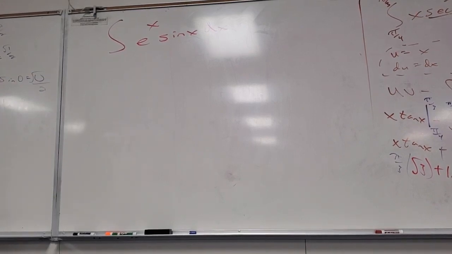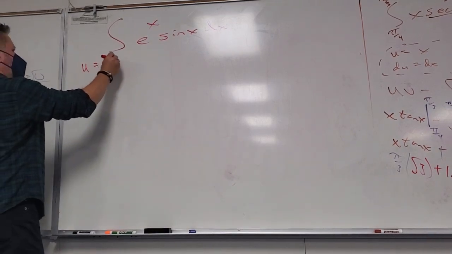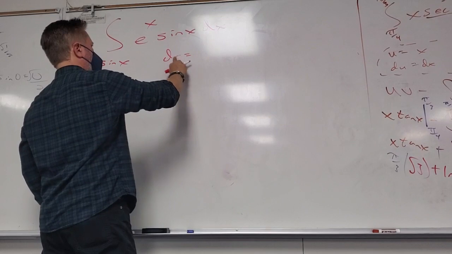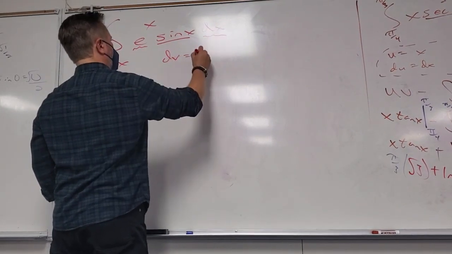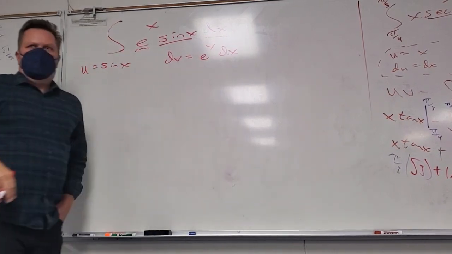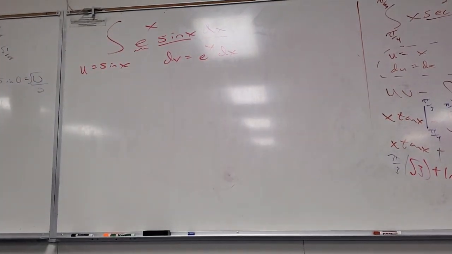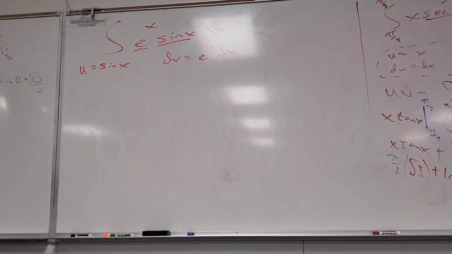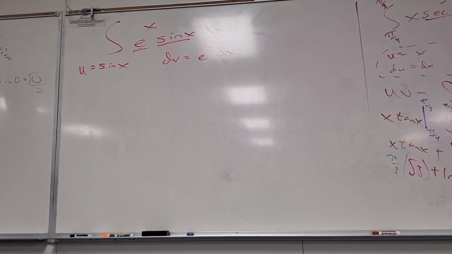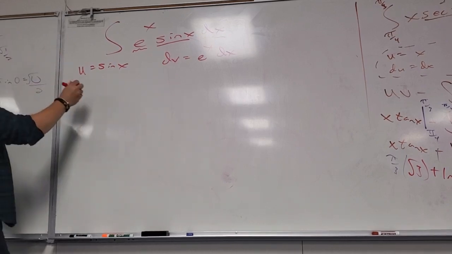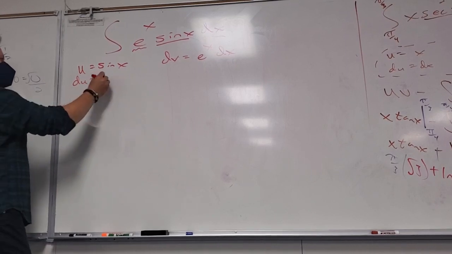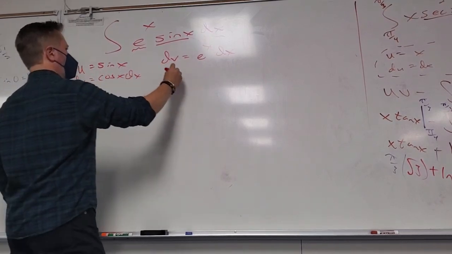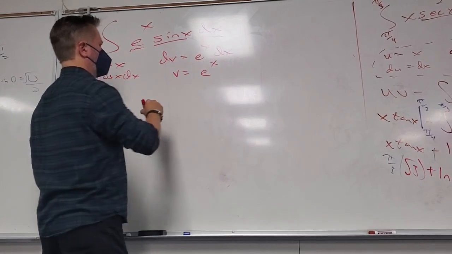So you guys tell me which way you want to do this. What do you want to let u equal? Sine x. Okay, so u equals sine x. So then dv equals, so u is this, dv's got to be the rest of it. This is going to seem really strange. Okay, here we go. So then what's du? Cosine x dx. And what's v? e to the x, okay.